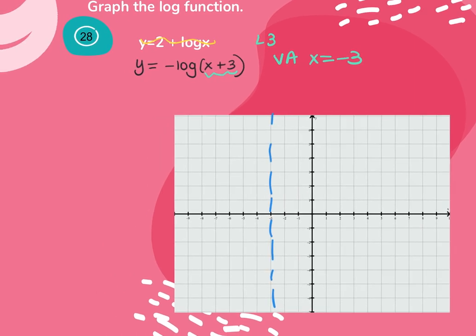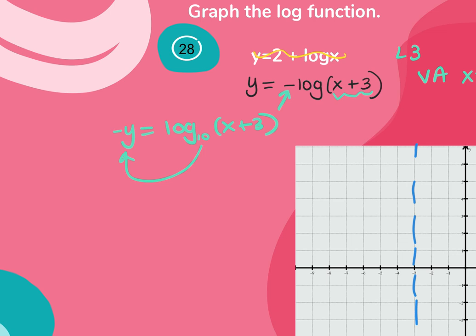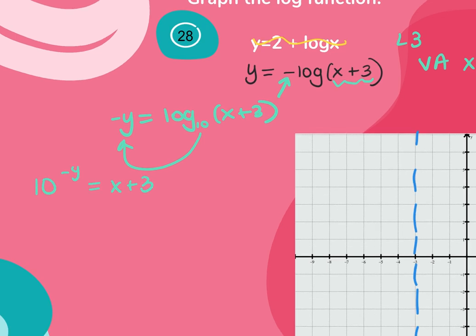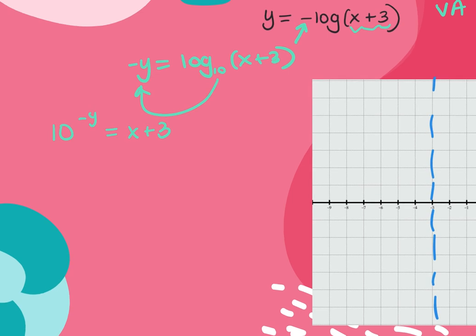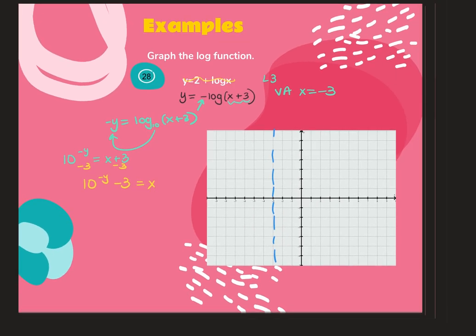Okay, so now I have to get rid of this negative before I can convert this into log. So I would make it -y equals log base 10 of x plus 3. Then the 10 picks up the -y. So 10 to the -y would equal x plus 3. And then the last thing I'm going to do is subtract that 3. 10 to the -y minus 3. That 3 is not in the exponent. It's next to it. And then I go to the t-chart.